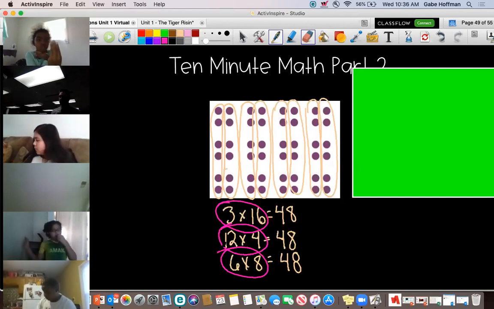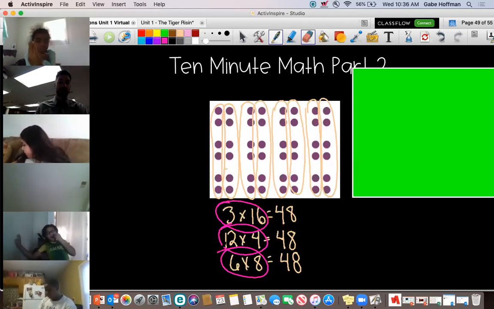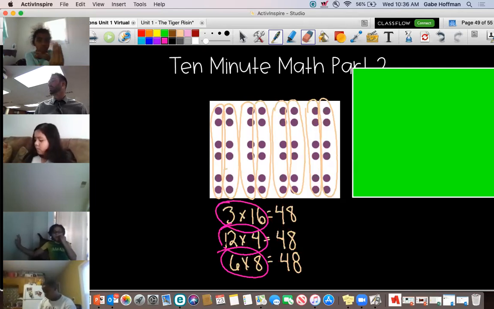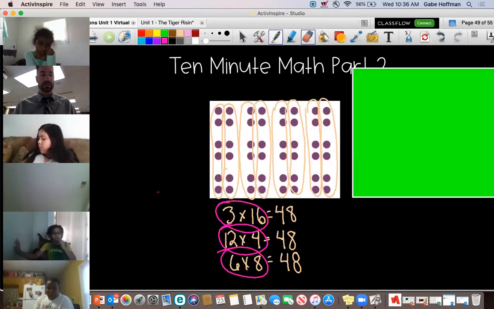So all of those numbers right there are factors of 48, meaning we could use them to multiply to find 48. So awesome work. It's a composite number.